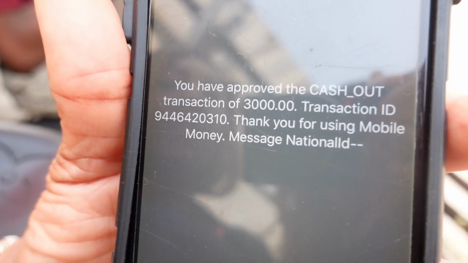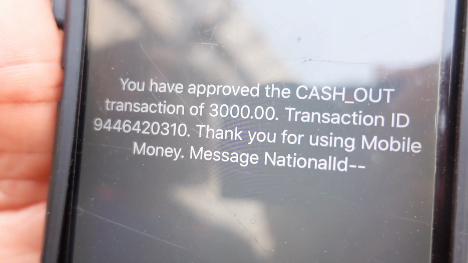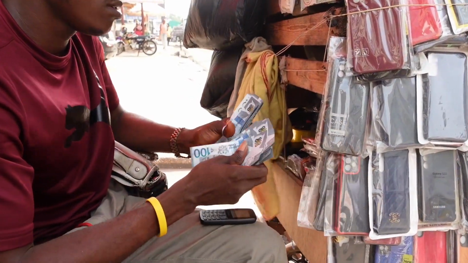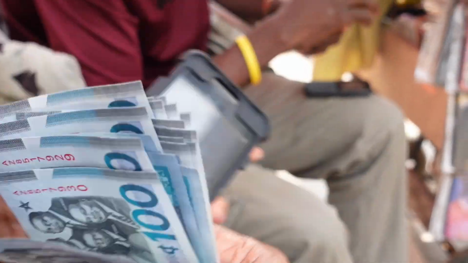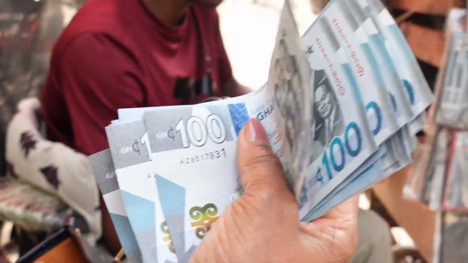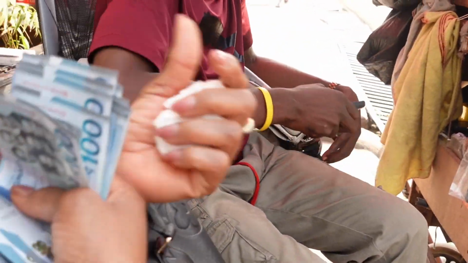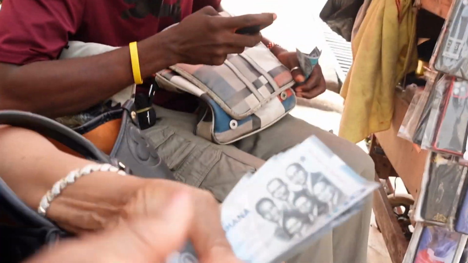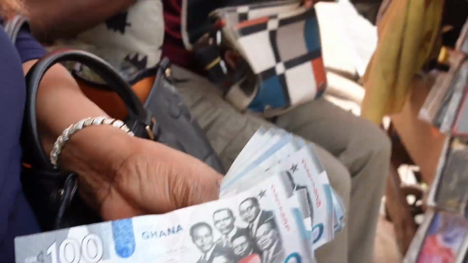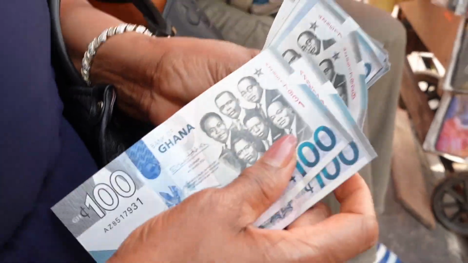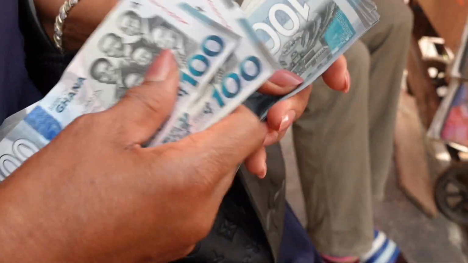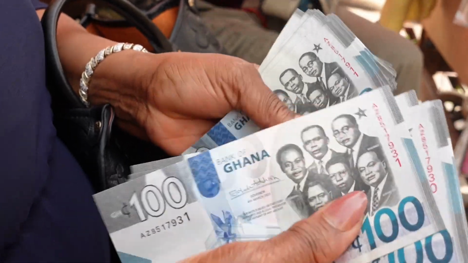Let me show you. So this is how it's going to look when you finish the transaction, and then he's counting all the cedis. How much is it? 3,000. That's the transaction. Okay, guys, so you know where to find him if you need some cedis in Ghana. He's here every day, all day. You know, he's working and he's got the cedis.